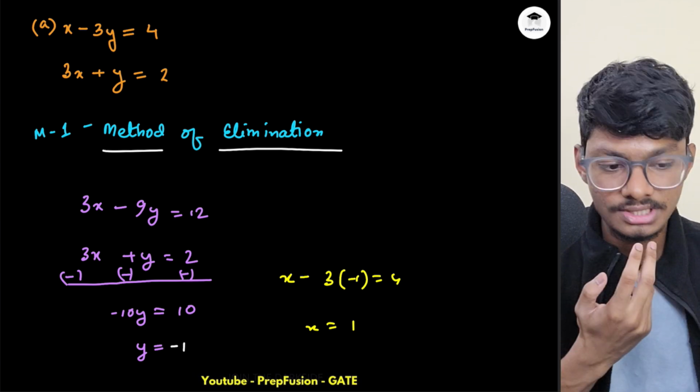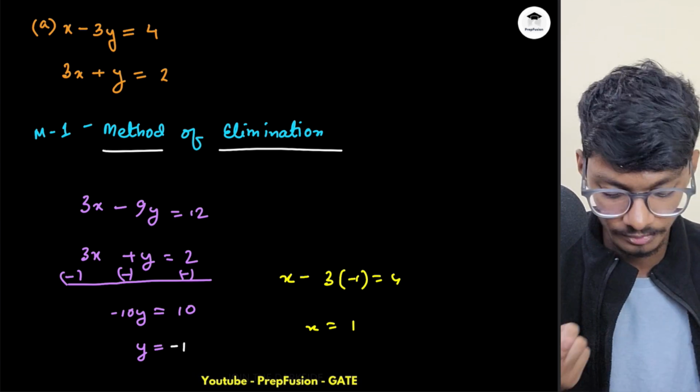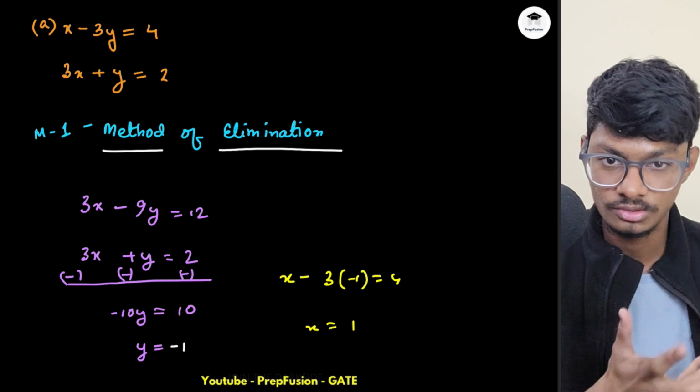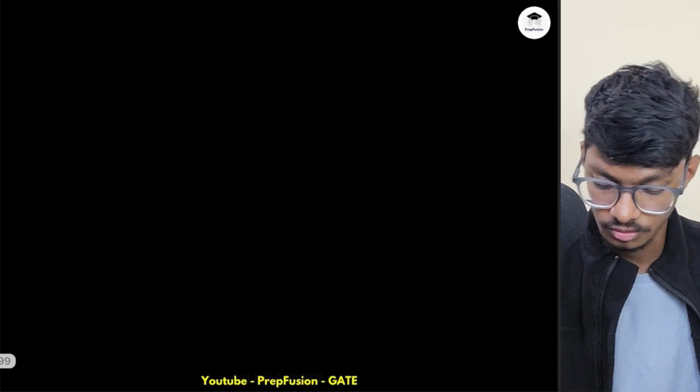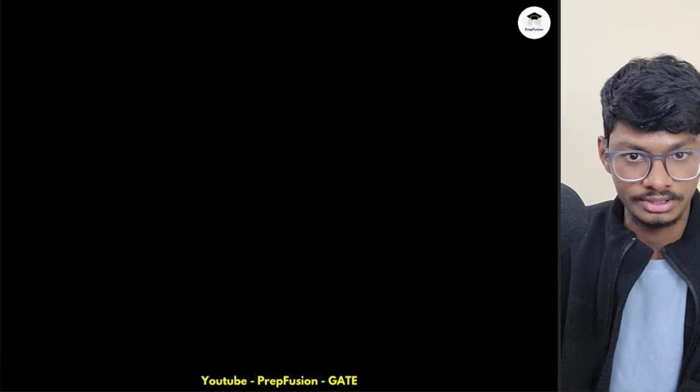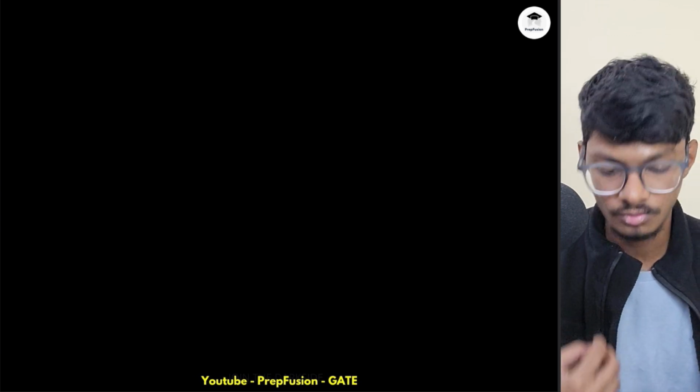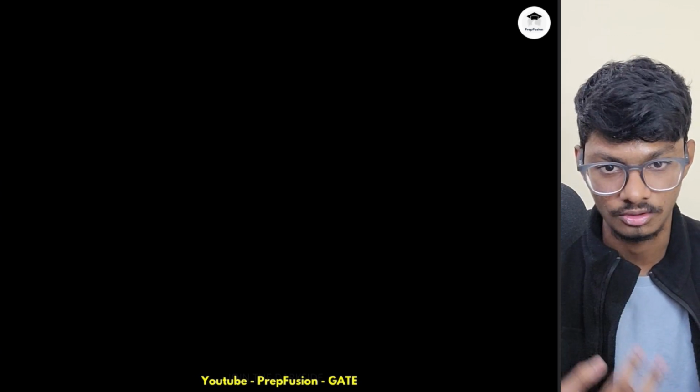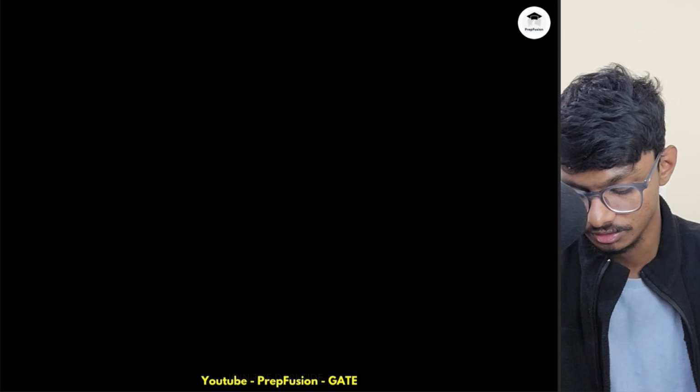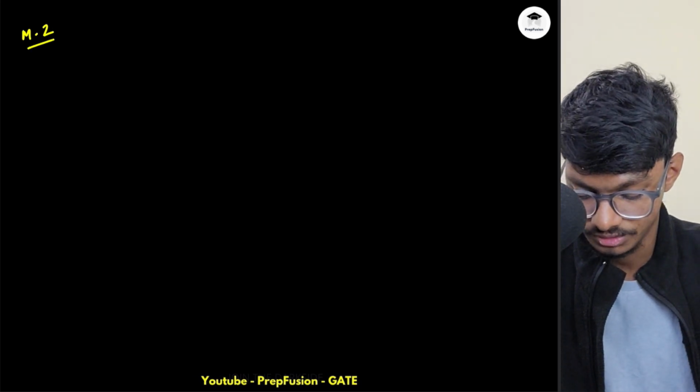But what is the interpretation of this? What do you mean by this solution? Is there any visual interpretation of this? Yes, there is. Basically I was showing you how to plot the graph for this reason, to plot the visual interpretation of this solution. So method 2 is solving using the graphs.